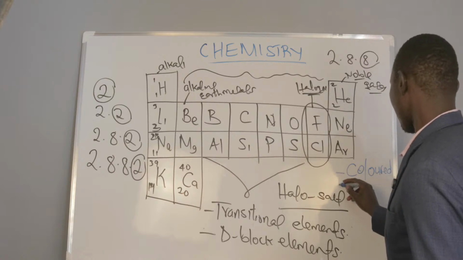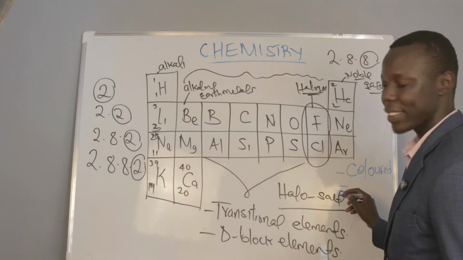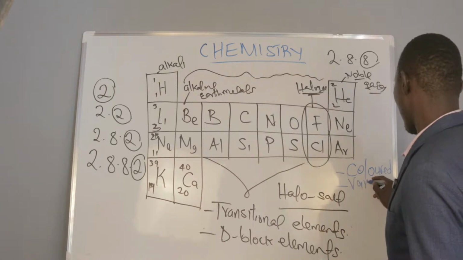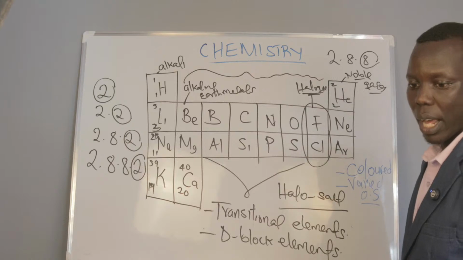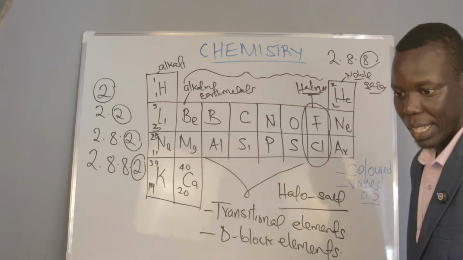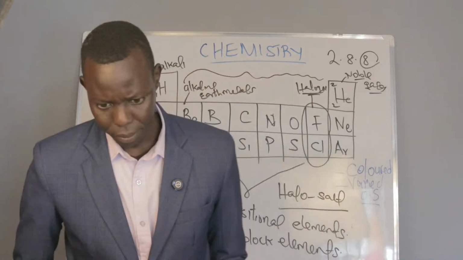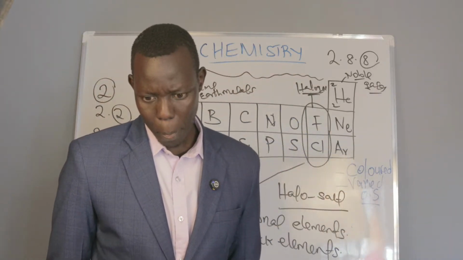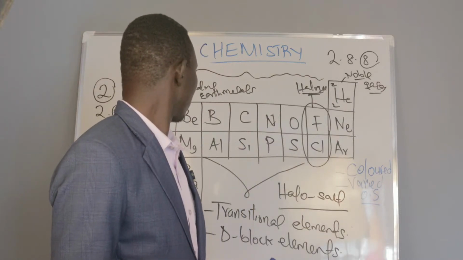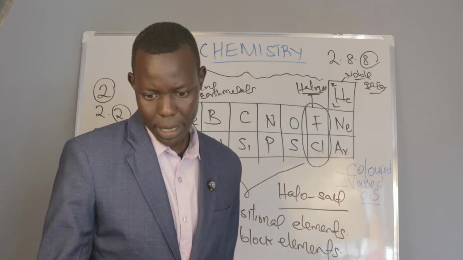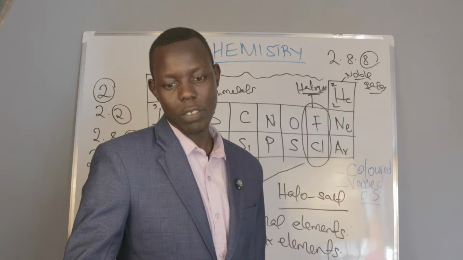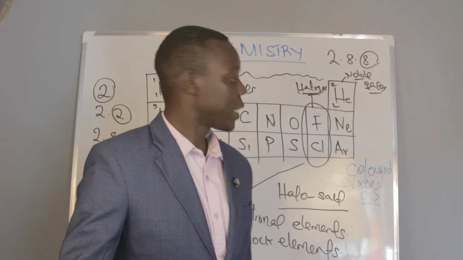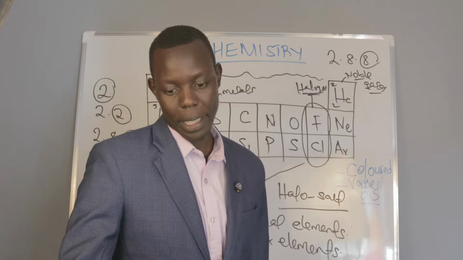Number two, they have varied oxidation states, or numbers. OS stands for oxidation states. They have varied oxidation numbers. Are you together? Between beryllium and boron, there is a space. That space is for what do we call these metals? Transitional elements. Yes, I'm getting you now.